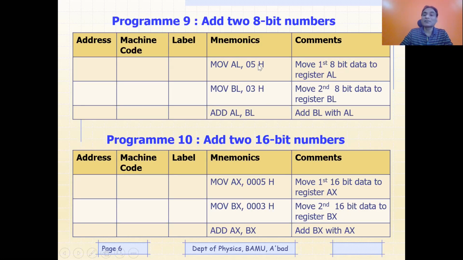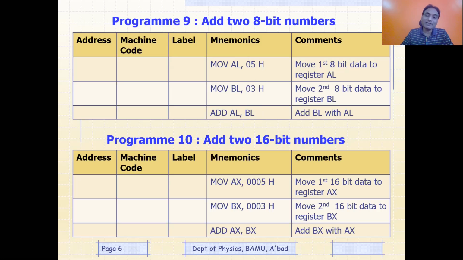हमने क्या किया? पहला नंबर AL में रख दिया, दूसरा नंबर BL में रख दिया. Now what is next? Get the addition. That's it. We know the very simple instruction: ADD AL, BL. ADD AL, BL means the content of BL will be added with AL and the result will be stored in AL. So this is a simple program which gives you the addition of 2 8-bit numbers.